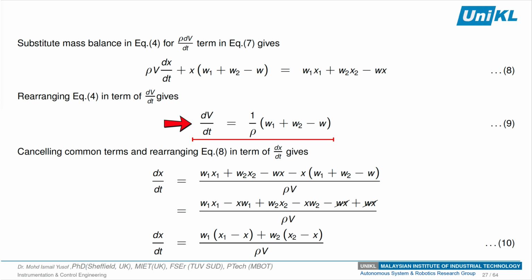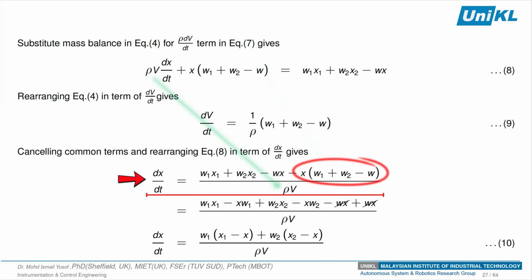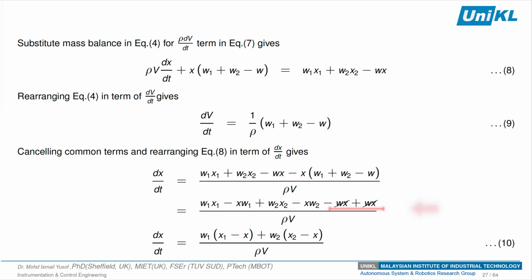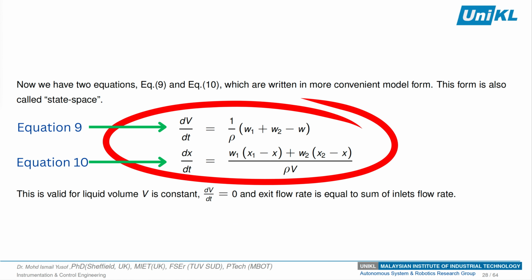Rearranging equation 4 in terms of dV/dt gives dV/dt equal to 1 over ρ times (W1 plus W2 minus W). Rearranging equation 8 in terms of dx/dt gives dx/dt equal to [W1x1 plus W2x2 minus Wx minus x times (W1 plus W2 minus W)] over ρV. Cancelling common terms results in dx/dt equal to [W1 times (x1 minus x) plus W2 times (x2 minus x)] over ρV.